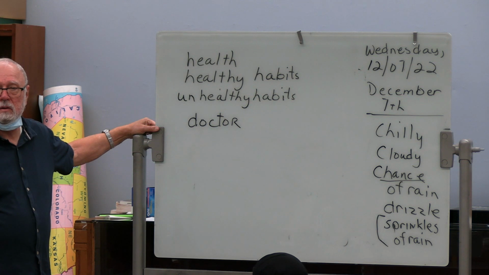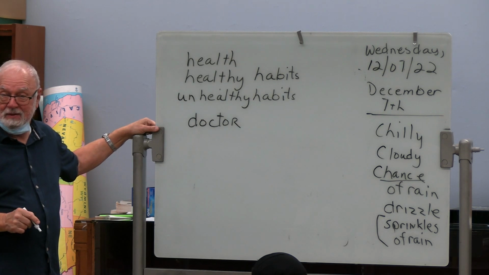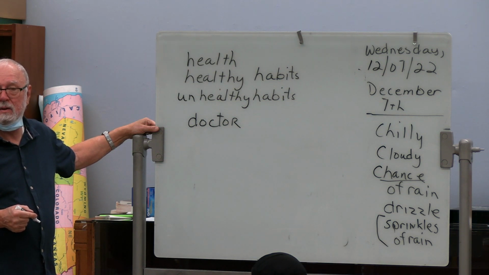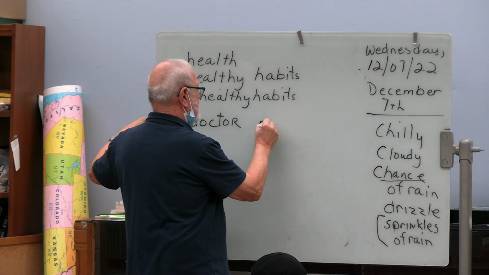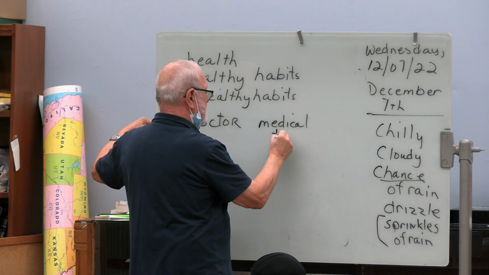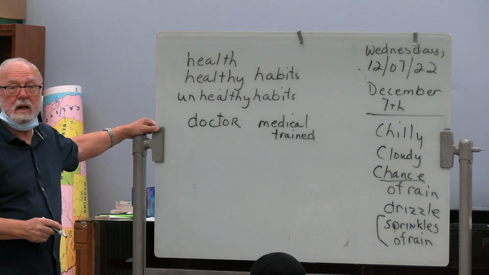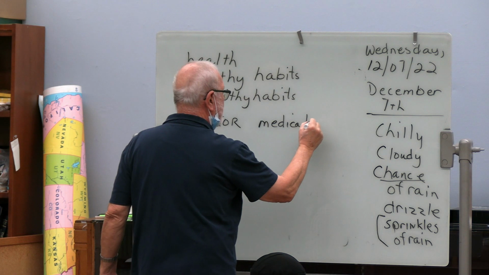Doctor. What's a doctor? A person. Am I a doctor? No. Teacher. Are you a doctor? No. She's a person, I'm a person. What is a doctor? Person. What do they do? She advises medicine. Healthy. Medical person. Medical training.